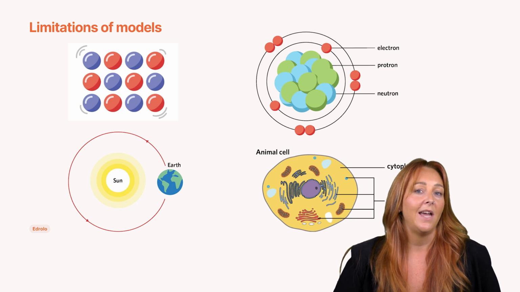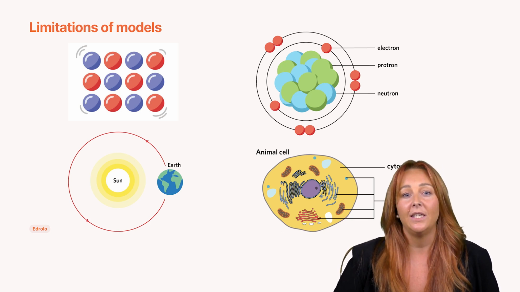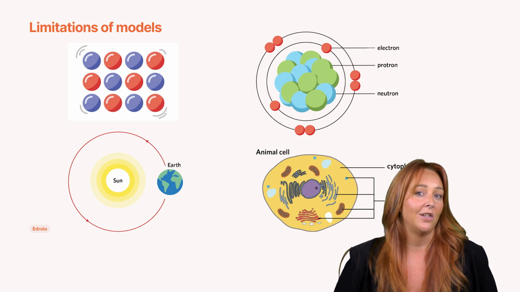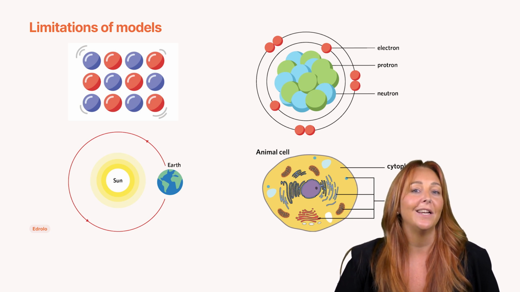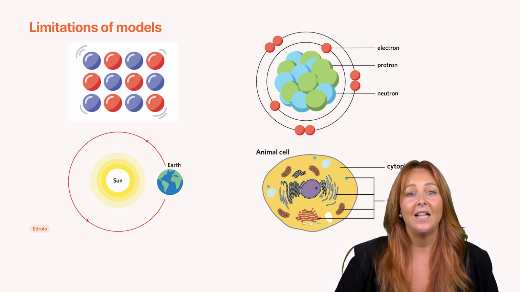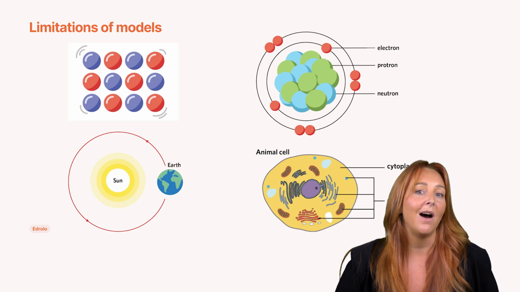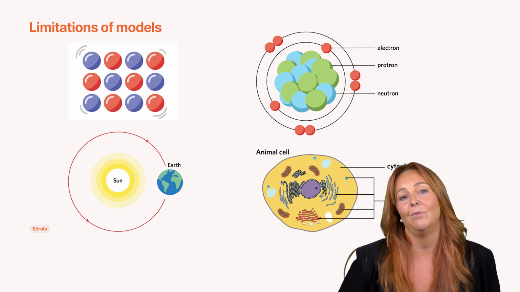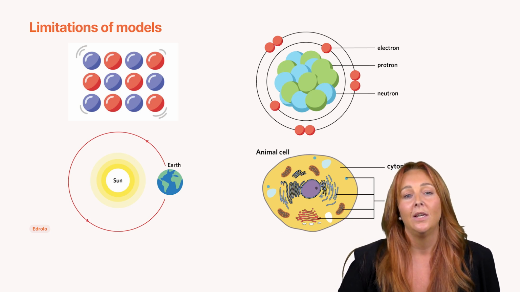The Bohr model of the atom shows electrons orbiting the nucleus like planets around the sun, great for teaching basic atomic structure, but it oversimplifies how electrons behave. In reality, electrons don't follow fixed paths around the nucleus like planets do. Instead, they exist in clouds, which is far more complex and less predictable than what this model shows.